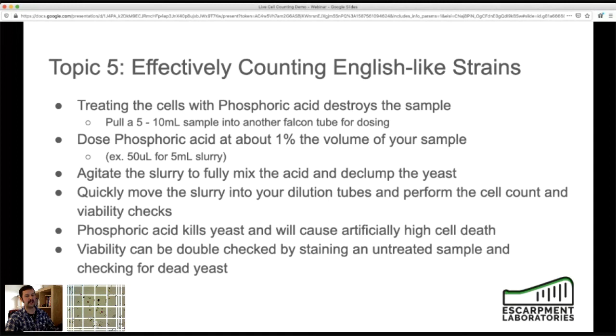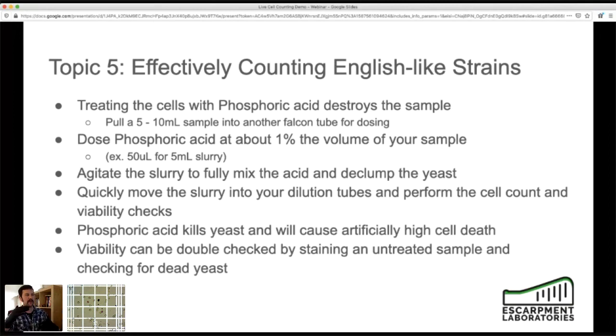And again, if your viabilities are really high, you can double check the viability by staining an untreated sample and then checking for dead yeast. So that's more of a spot check. Let's say you got like 75% viability. You're like, well, that can't be right. This is only my first generation. Pull another sample, treat it as you would a normal yeast, and then just do a stain on it and look at that. Then you just do a quick visual check and be like, yeah, this is not really 70%. It's fine. Then you can ballpark it, or you could do a cell count.